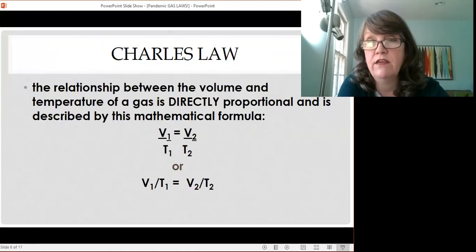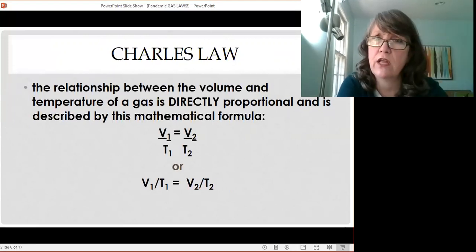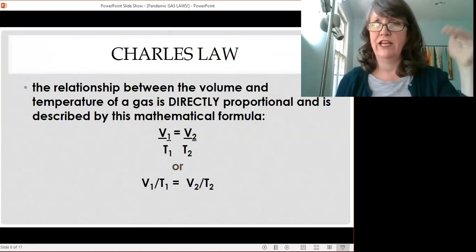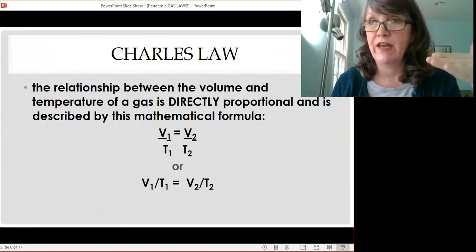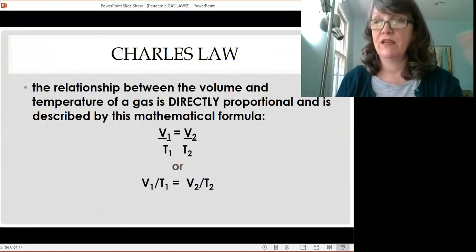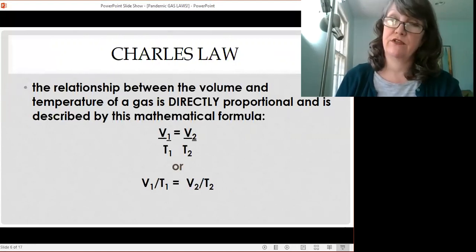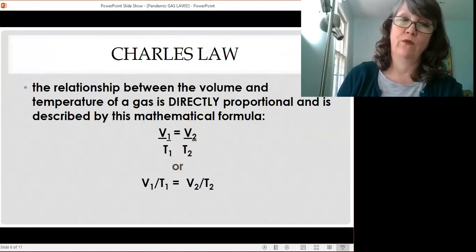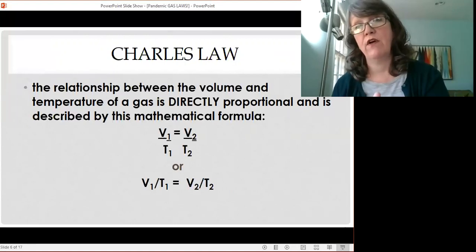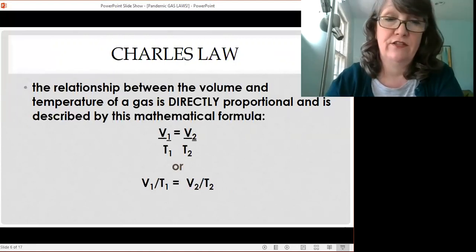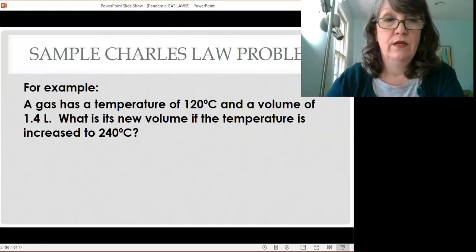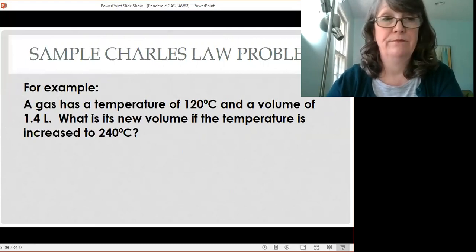If you've done the virtual lab on Charles's Law, that was why I had you taking the volume divided by the temperature each time, because they should have all been equal, because the volume and temperature at one scenario will be equal to the new volume and new temperature at a second scenario. So let's try one together.